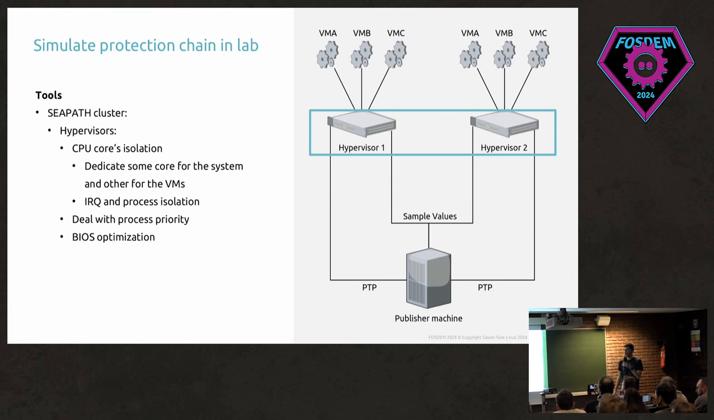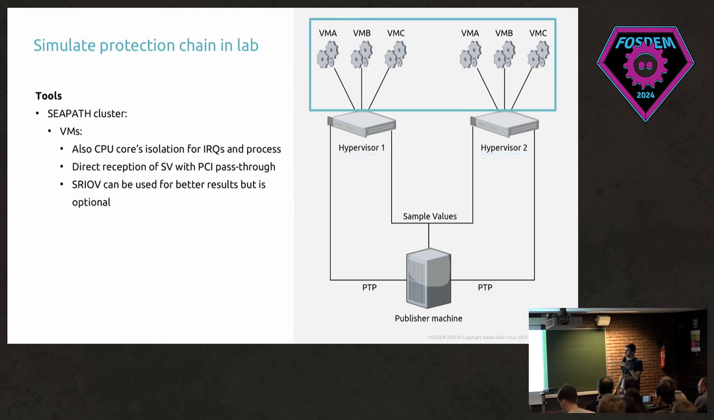There are things like the hyper-threading feature that is very, very bad for determinism, and you have to disable this kind of feature. And then on the virtual machines, it's kind of the same work that we did on the hypervisor side, which is all of the isolation of CPU and IRQ, etc.